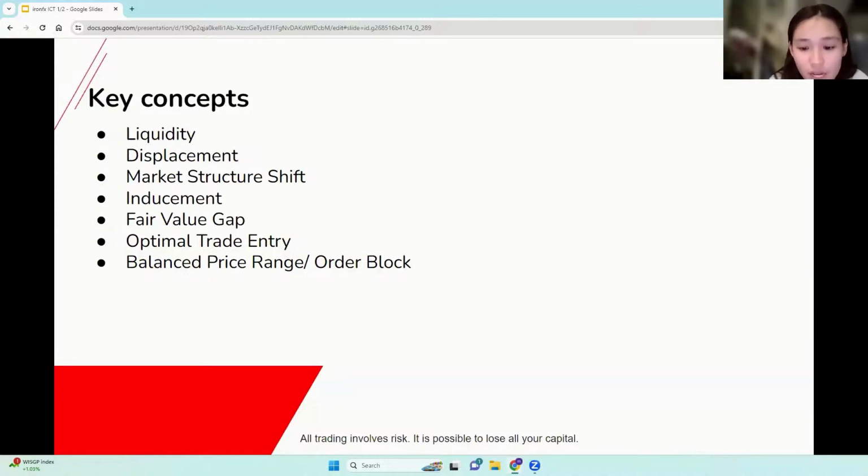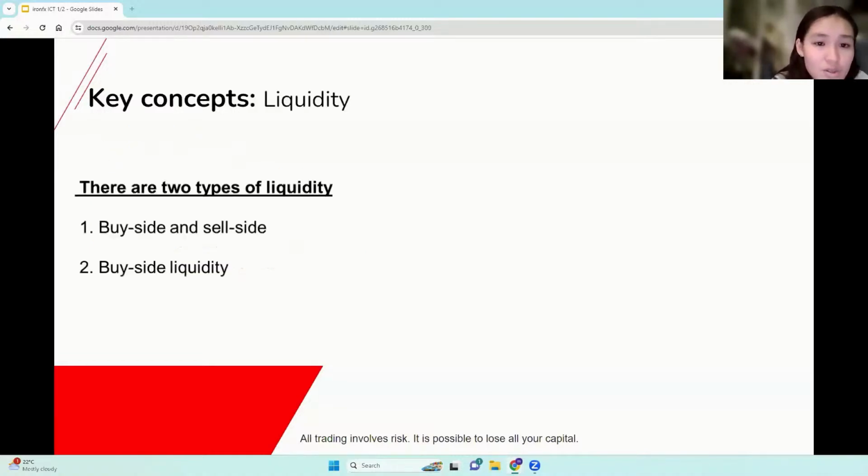Okay, so firstly, for our key concepts, we'll go through liquidity, followed by displacement, market structure shift, inducement, fair value gap, optimal trade entry, and lastly, balance price range or order block. These are the fundamentals that you need to know in order to take advantage of trading in this style. So the first key concept we'll go through is liquidity.